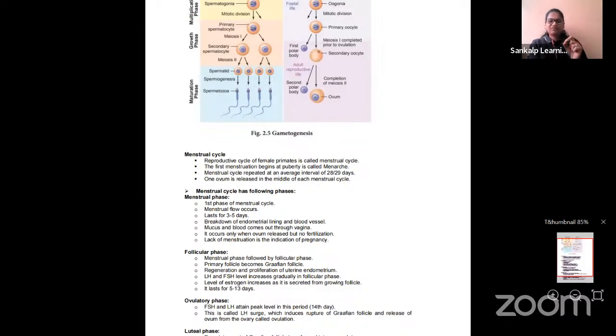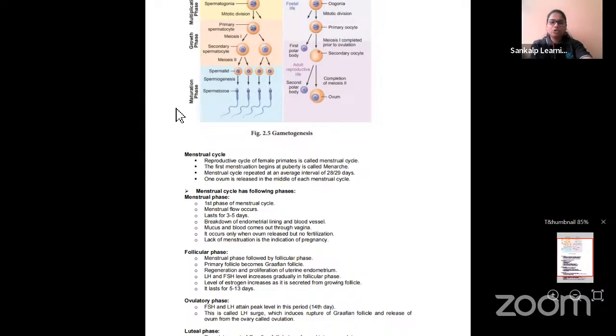Then comes the ovulatory phase, where FSH and LH attain peak. In the ovulatory phase, follicle stimulating hormone and luteinizing hormone are at their peak, that is on the 14th day. This is called the LH surge, which induces rupture of the Graafian follicle to release the mature ovum.